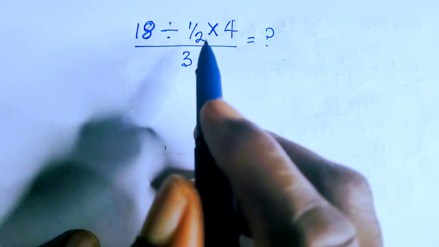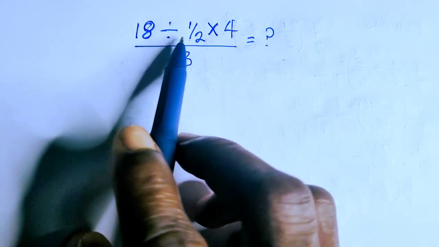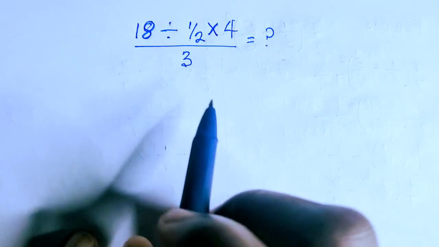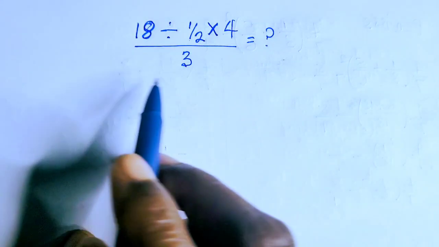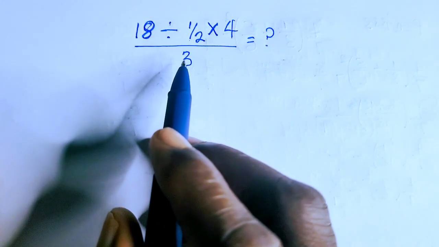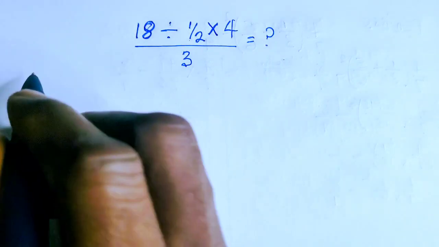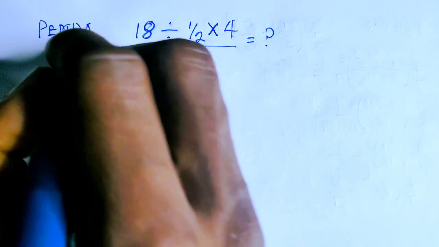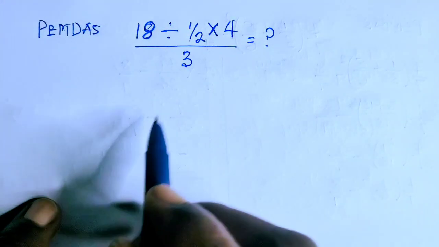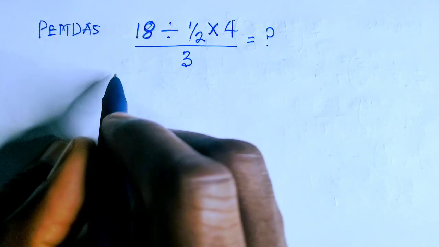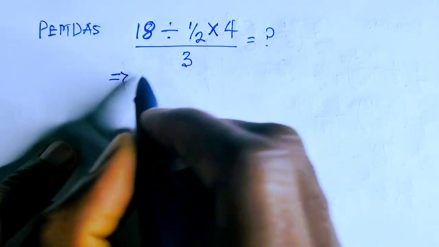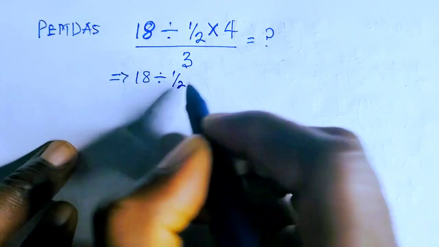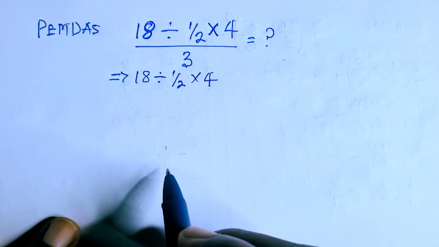Then, to write here, what we are going to do is simplify the numerator first and then the denominator. Now, which operation are we going to use here? We are going to apply PEMDAS. Then at this point, considering the numerator, let's bring it out: 18 divided by 1 over 2 multiplied by 4.